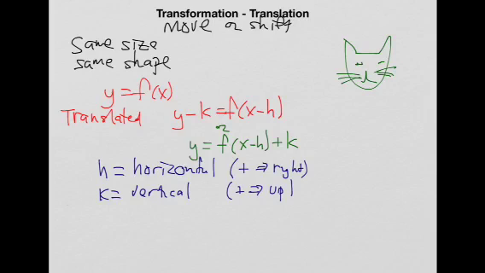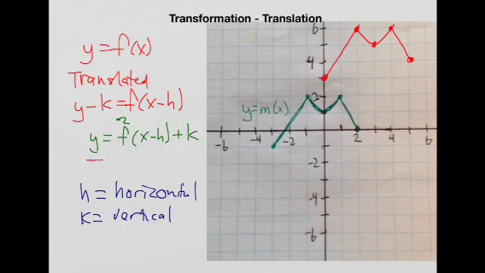So let's look at a few examples playing with this. In green here I have my function y equals m of x, and I have translated it over here to this red version. If you notice, it's the same size, it's the same shape, so all I did was move it. So let's see, how did we move this? If I go from one of the points on the green, I went up 4 units, and then I went to the right 3 units.